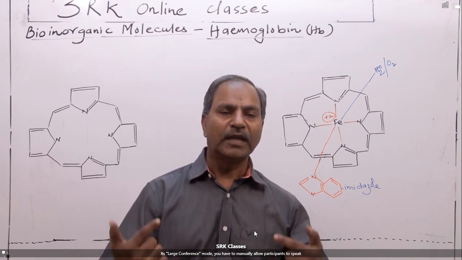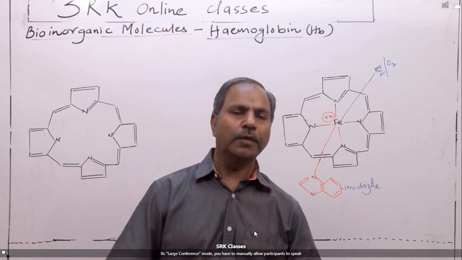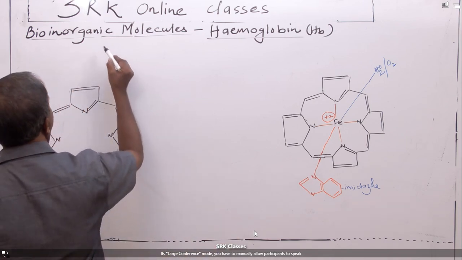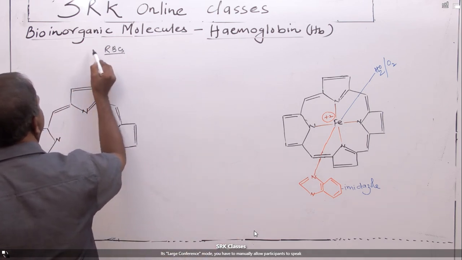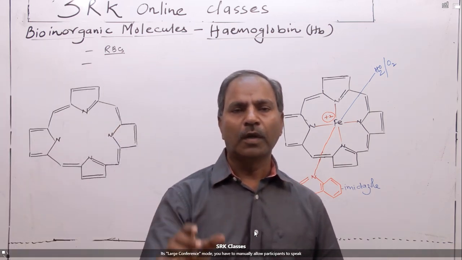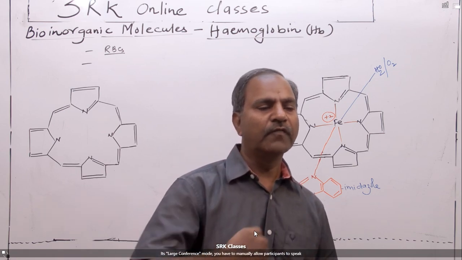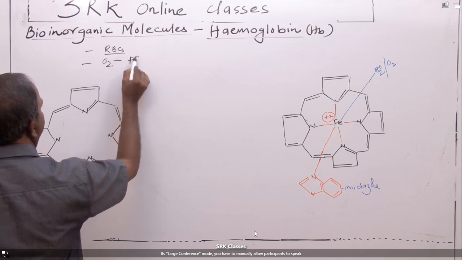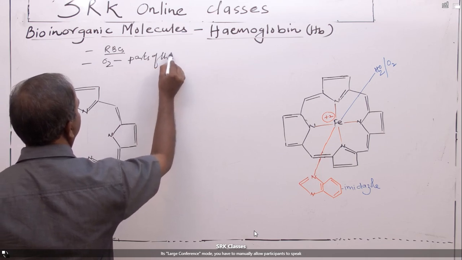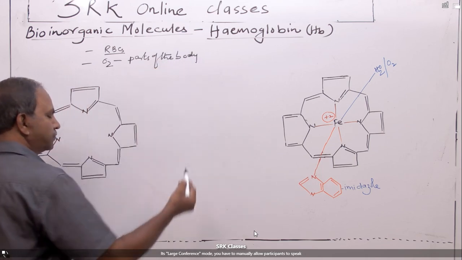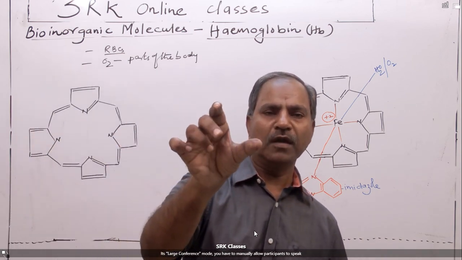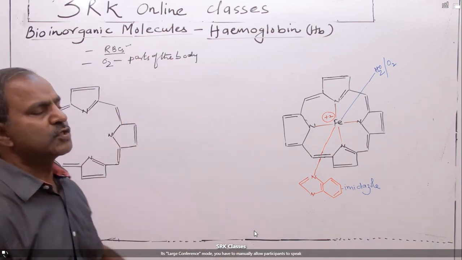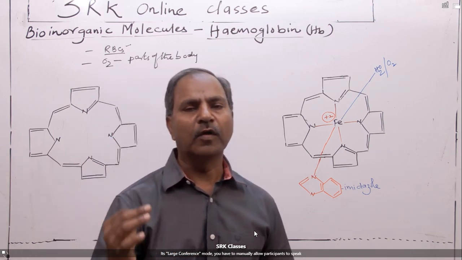Hemoglobin molecule is the red pigment of our blood. It is packaged in RBCs, red blood cells. These hemoglobin molecules transport oxygen from lungs to different parts of our body.